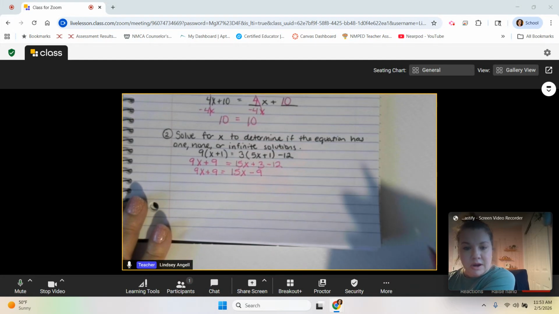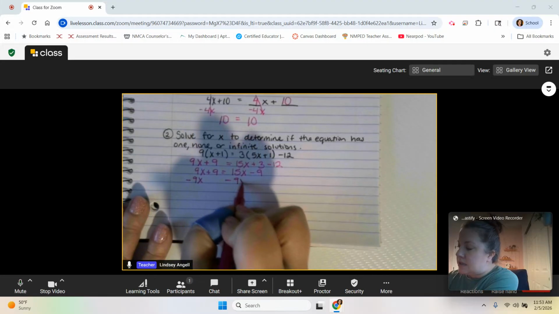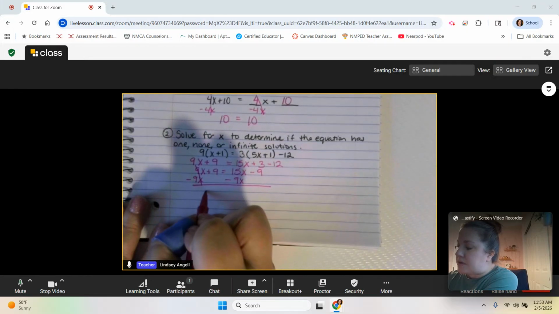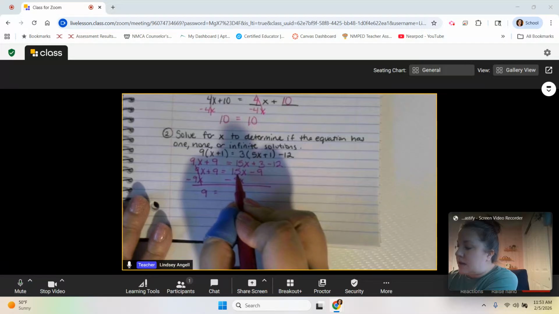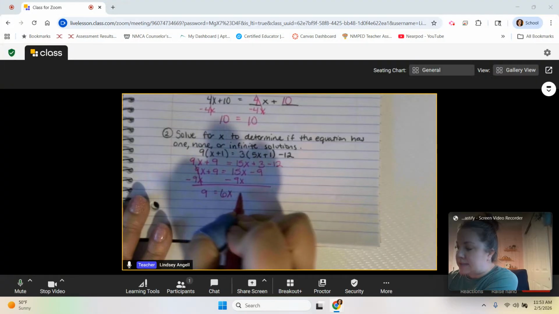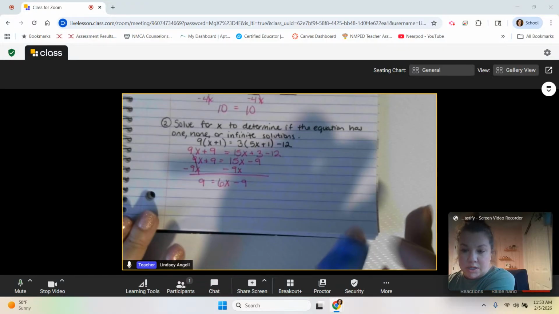Next, I need to get the variables on one side of my equation. So I'm going to subtract 9x, subtract 9x. Those will cancel on the left. We're left with 9. And then 15x minus 9x is 6x minus 9. Now we're kind of looking like we're going to have one solution here.